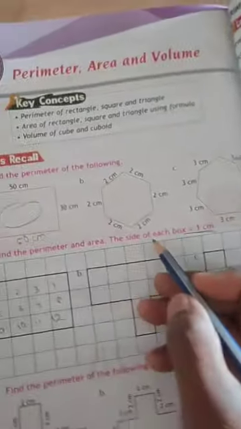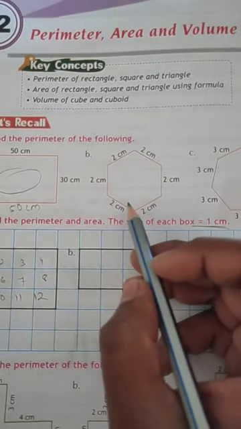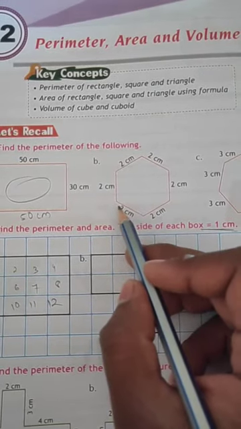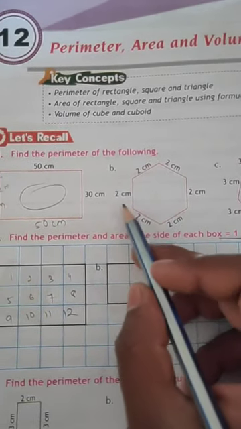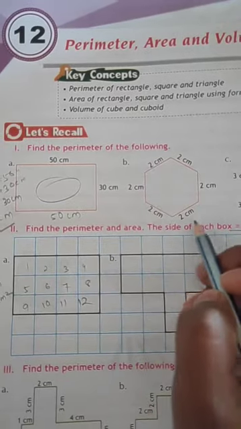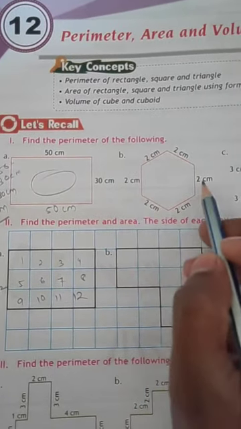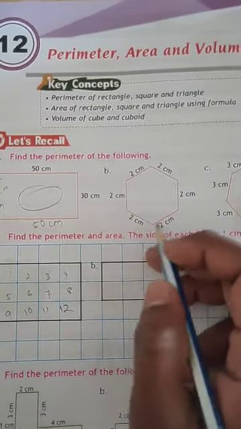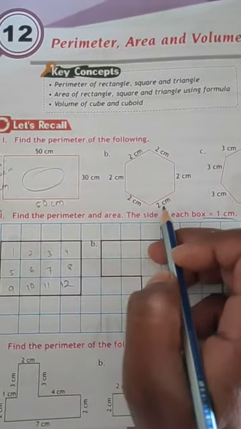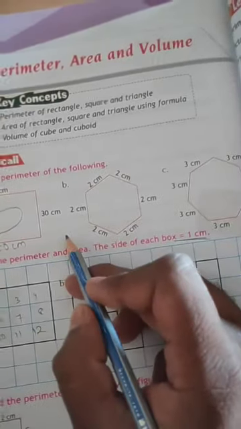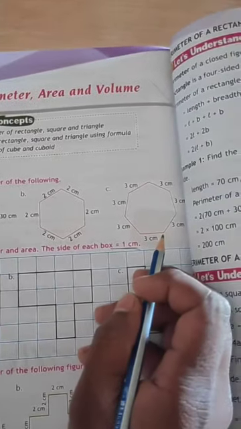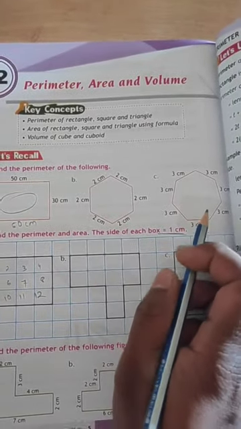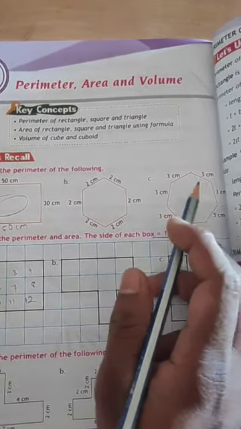Okay, so next one is the perimeter of this. So what we will do, 2 plus 2 plus 2 plus 2, how many 2s are there, 1 2 3 4 5 6. So we add all the 2s, we get 12 centimeter, means 2 plus 2 is 4, 6, 8, 10 and 12 centimeter is the perimeter. As well as here also we can add all the numbers mentioned here, means 3 plus 3, how many 3s are there, 1 2 3 4 5 6 7.